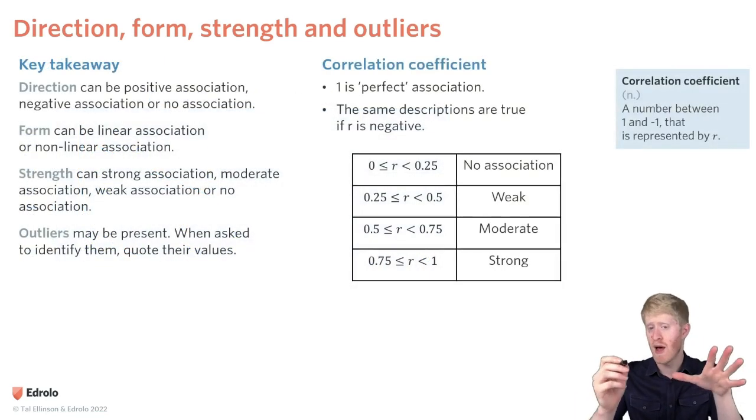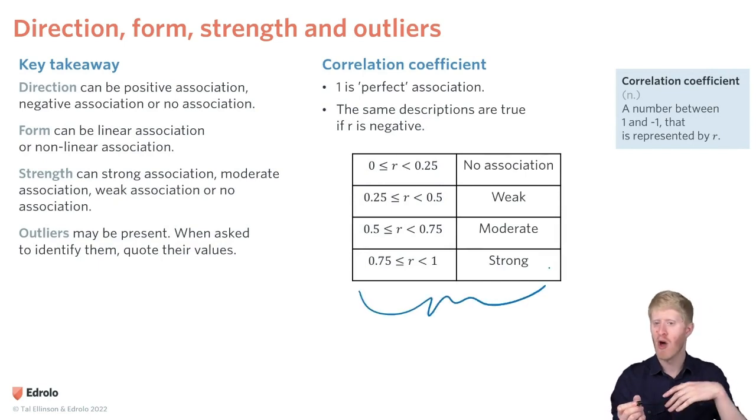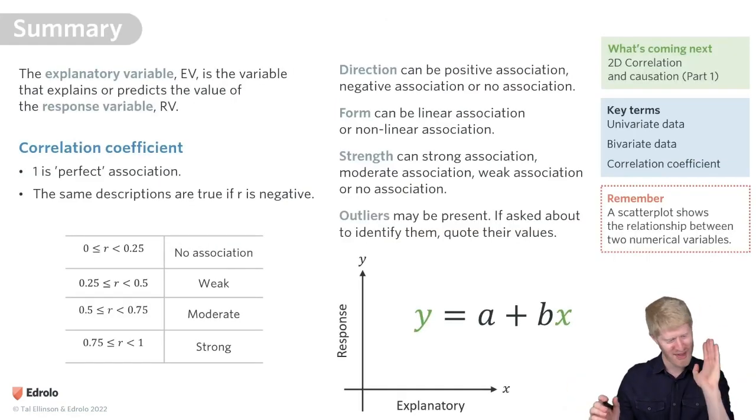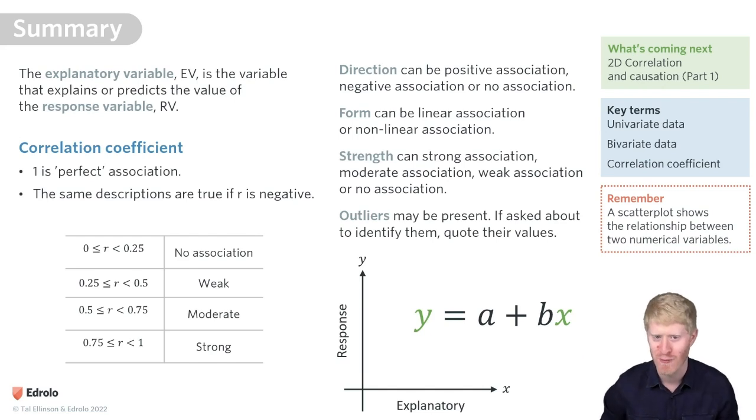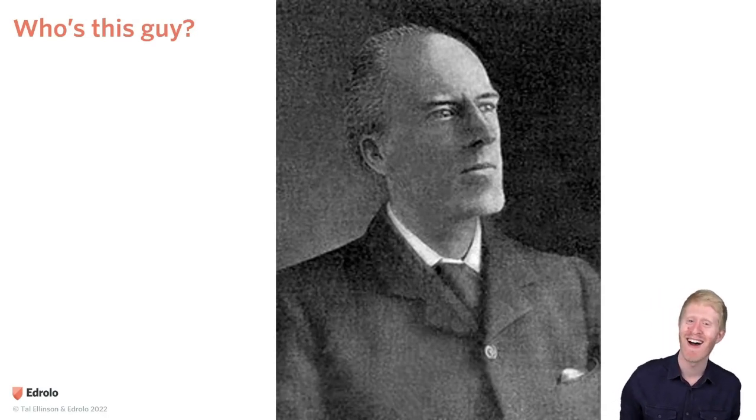All right, here's a summary slide for the ideas that we've looked at. I have this table here that describes, based on the R value, whether you are weak, moderate, strong, or no association. We're going to dive more into that next lesson when we look at Pearson's correlation coefficient. All right, we've laid the foundation. We understand the key features of our scatter plots for numerical data. We're going to start to look at correlation and causation. We're getting into the realm of making predictions.